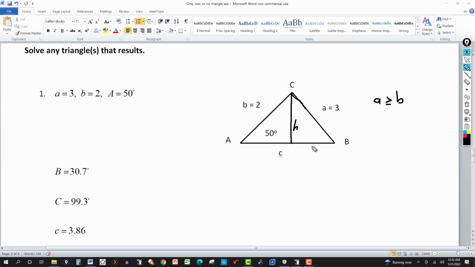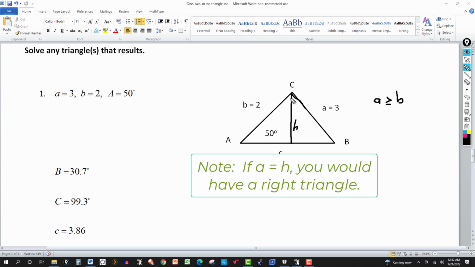Not long enough to reach the other side. So in that case, there's no triangle possible. Now the situation when a is larger than h but less than the other side too, so it's kind of in between side b and the altitude, then there's a possibility you could have two triangles.